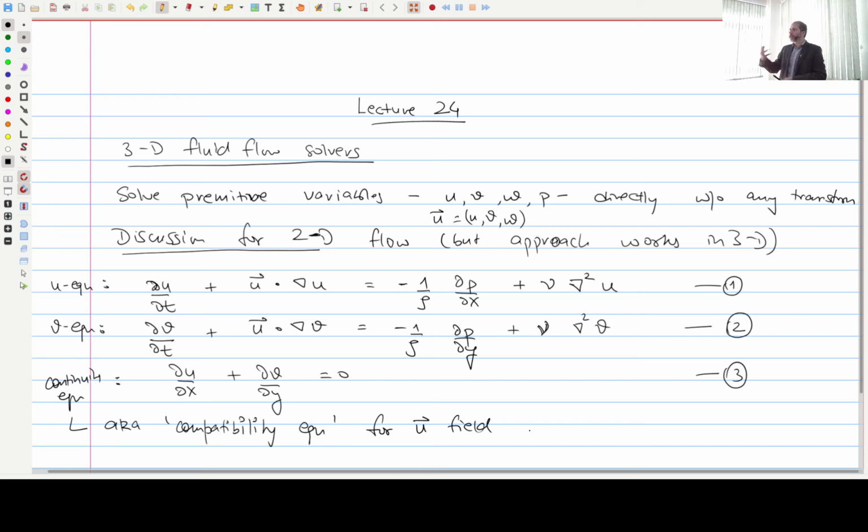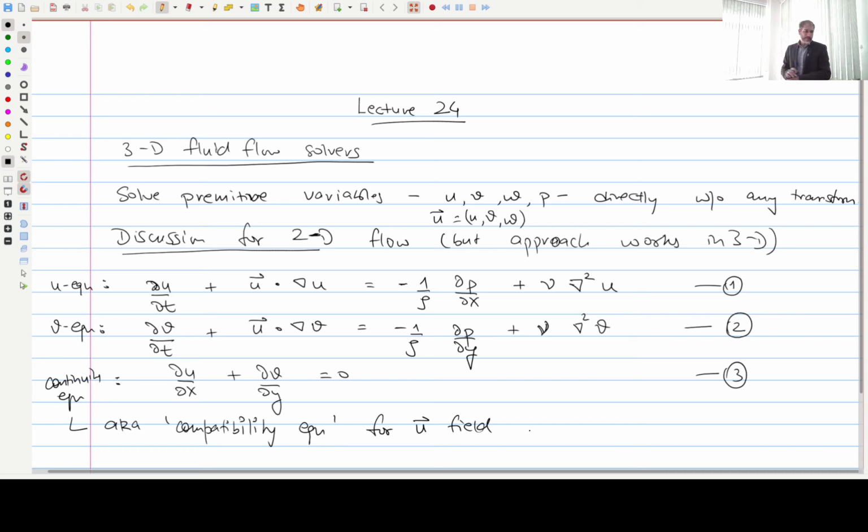But if I keep guessing it and I have a way to improve my guess, then I can reach a stage where I can find the right pressure. And the way I figure out that I found the right pressure is that the solutions of 1 and 2 should satisfy equation number 3. Ultimately, we want a velocity field that satisfies equations 1 and 2 and 3, all three of them.